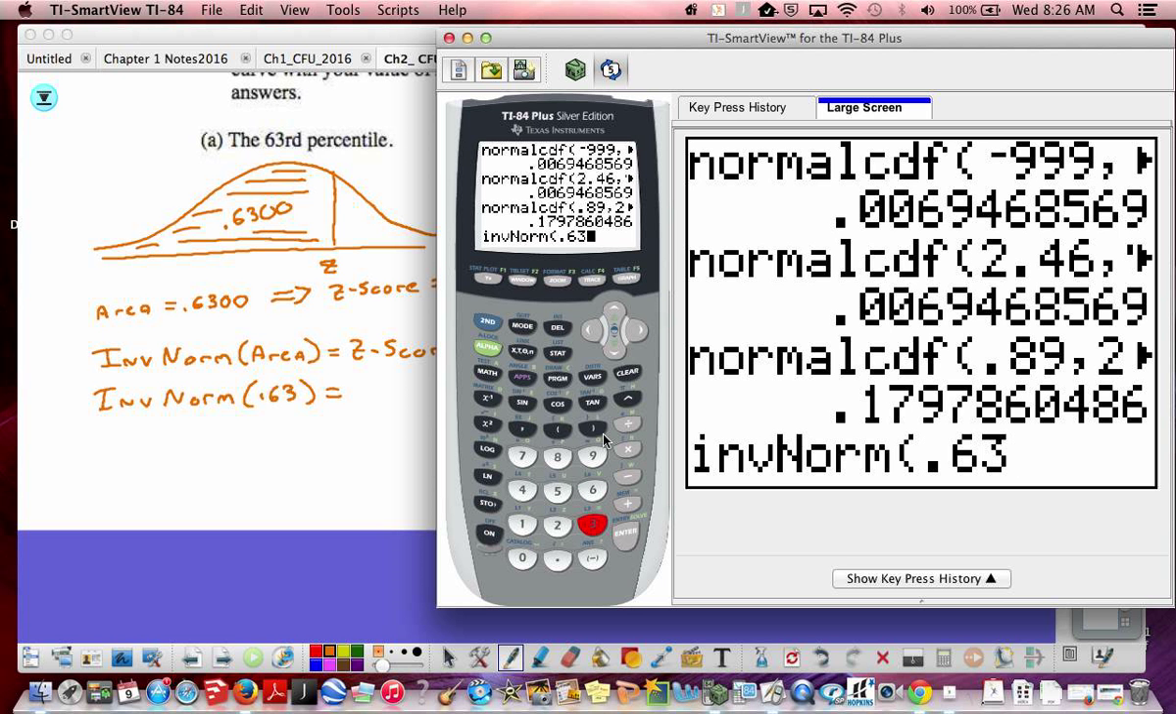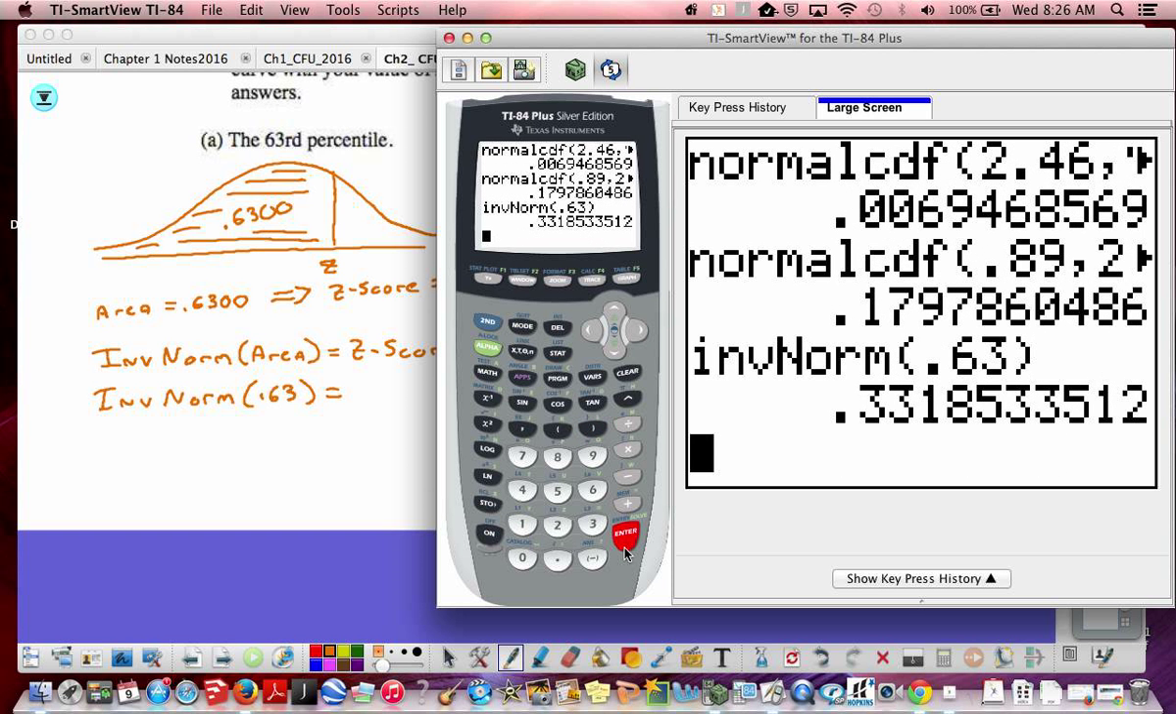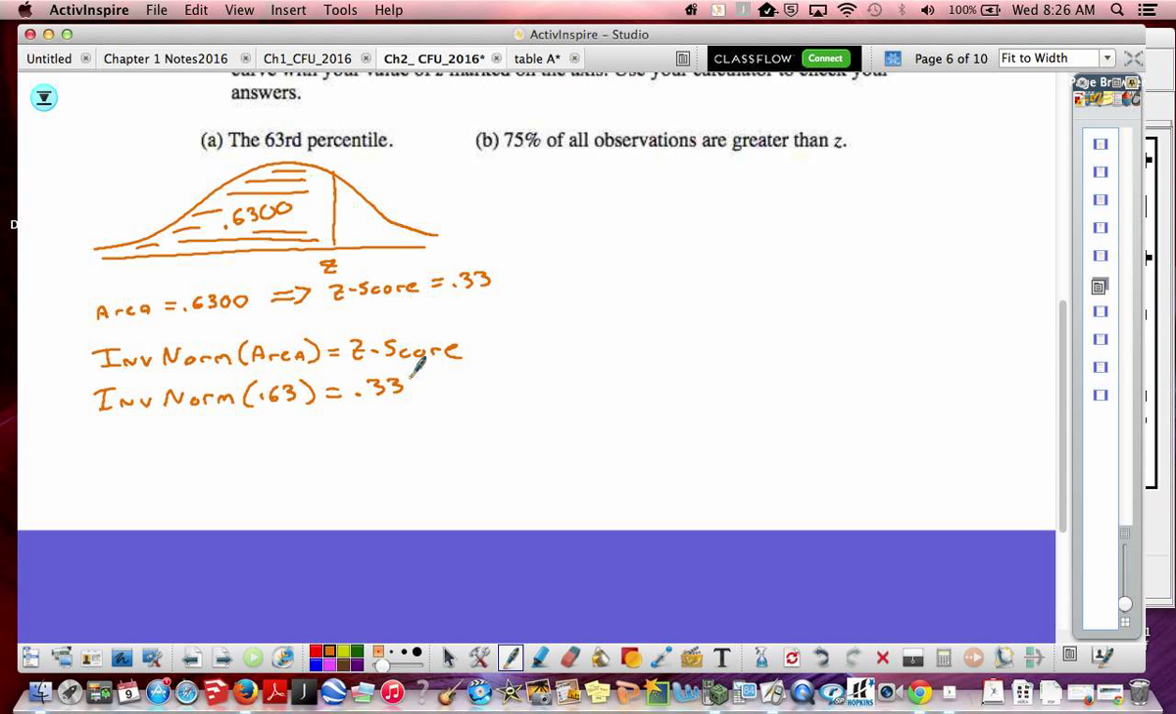0.63, close my parenthesis. There we go. And we get 0.3319 if we get it a little more accurate. Either is acceptable. Okay, to get your z-score. So now, looking at B, it says 75% of all observations are greater than z. This is where you got to read carefully. So what's happening here is I'm looking for the z-score where this area, right, to the right is 0.75.